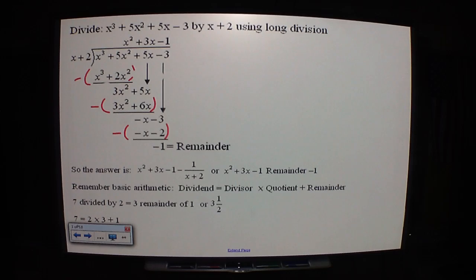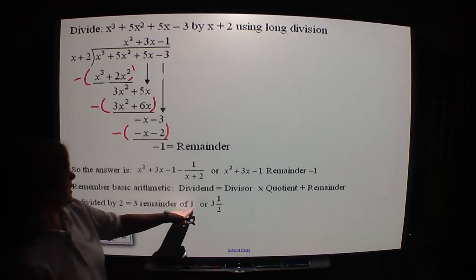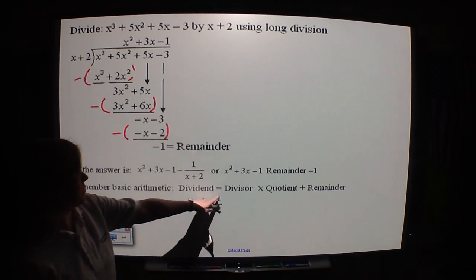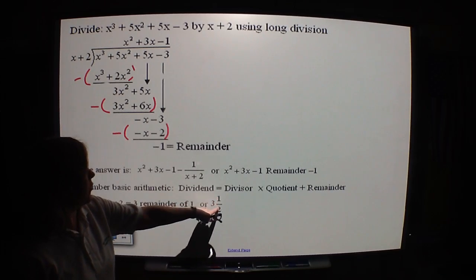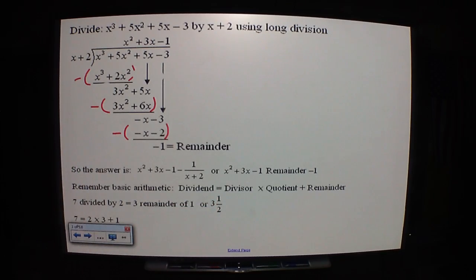So if you want, you can think of it as with numbers. If you have like 7 divided by 2, that's equal to 3 with a remainder of 1, or a lot of times you write it as 3 and the remainder over my divisor. I did this here. Dividend is equal to divisor times quotient plus remainder.